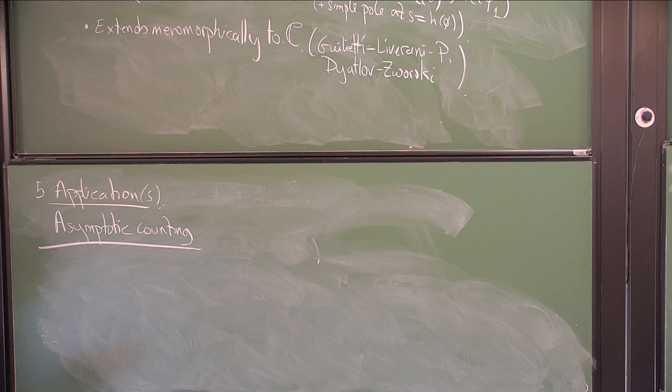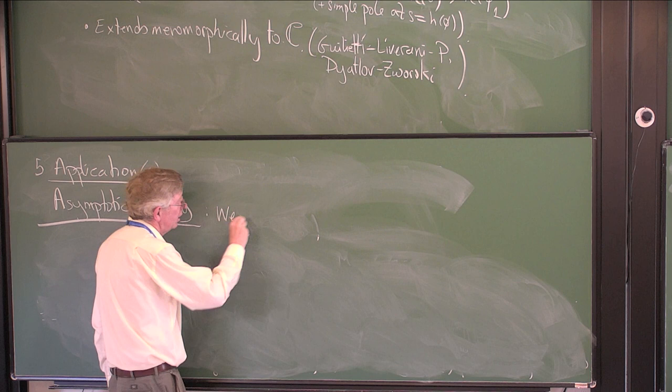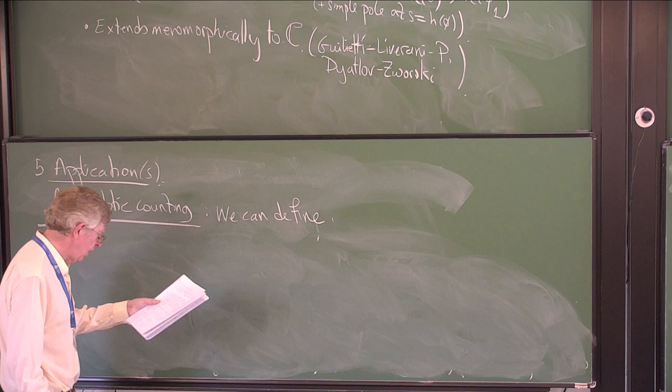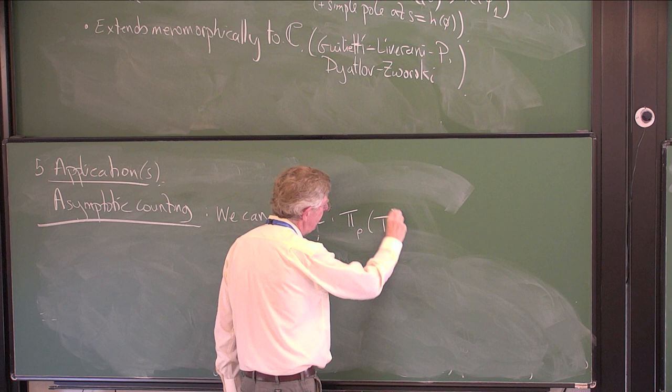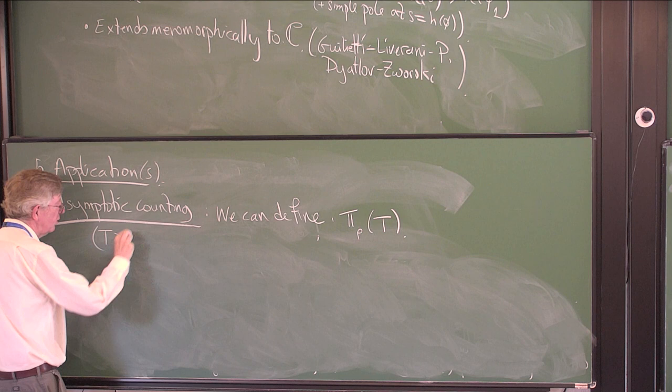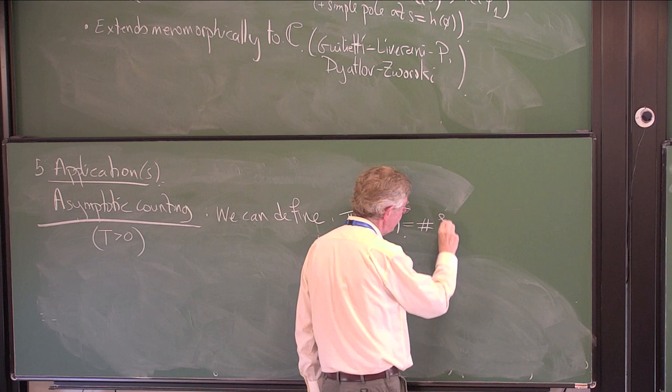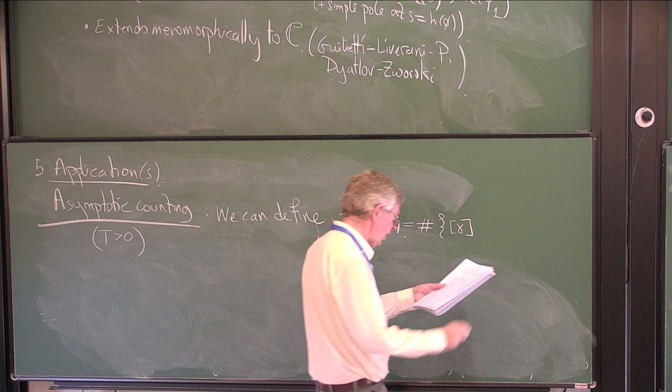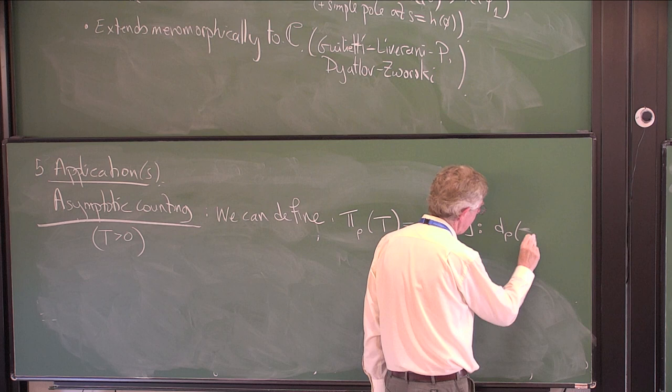And so we can define the following. We can define a counting function. So we can define, let's say, d rho of t. So rho is my Anosov representation. T is just going to be some number that's going to go to infinity. And this is going to be the number of conjugacy classes of primitive elements with the property that the associated weight, which is gamma, is going to be less than t.